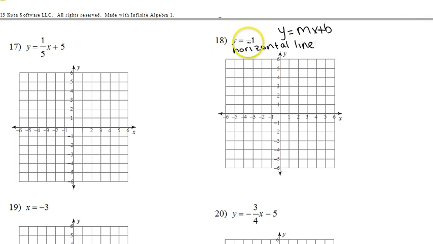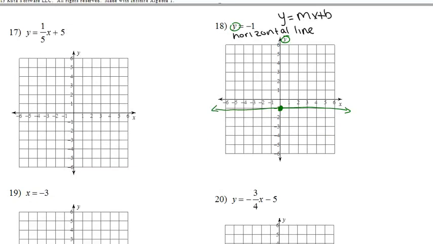This could be a 5, it could be a 25, in this case it's a -1. So what we're going to do is plot a point on the y-axis. This is y equals, so we're going to go on the y-axis. Notice how they're labeled. Y equals -1, so I'm going to go to the -1 on the y-axis, plot a point, and then draw a horizontal line through it. That is the line for y equals -1. It's a horizontal line.